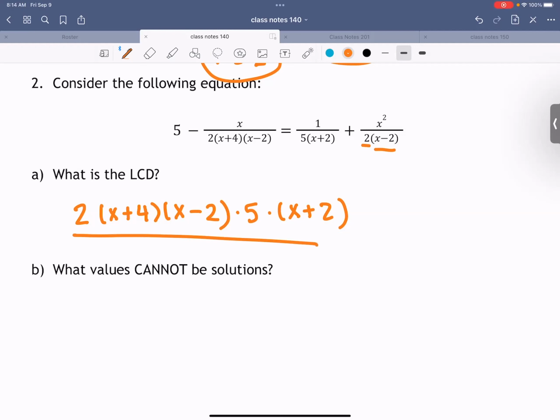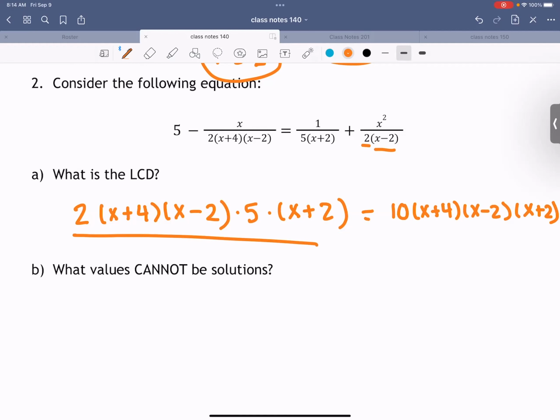You can multiply the 5 and 2 and get 10 times x plus 4, x minus 2, x plus 2. So that would be my LCD. Either one would work for me. Any questions so far? Good.